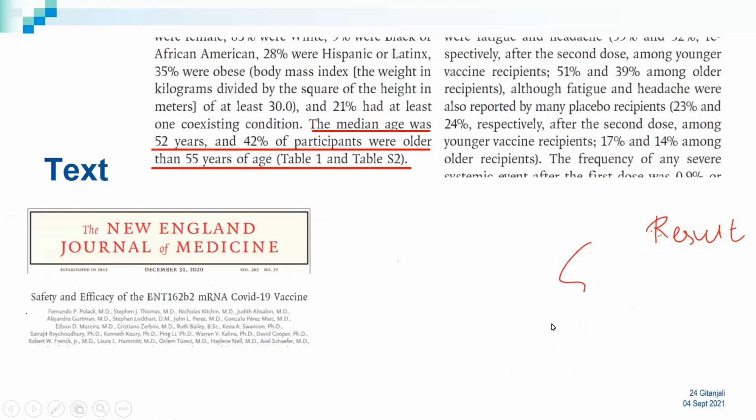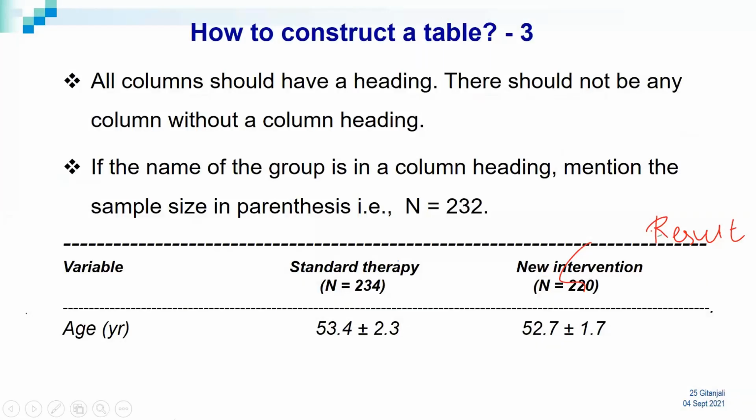So if you look at what I told you in the previous slide, see how they have quoted table 1. The median age was 52 years and 42% of the participants were older than 55 years of age (table 1 and table S2). They are not saying the age of the participants is given in table 1 and table S2. They are not saying that. They are giving some information and then they are referring you to look at the table. They are giving the result and they are asking you to refer to that. Okay, so that is what I meant in my last slide.